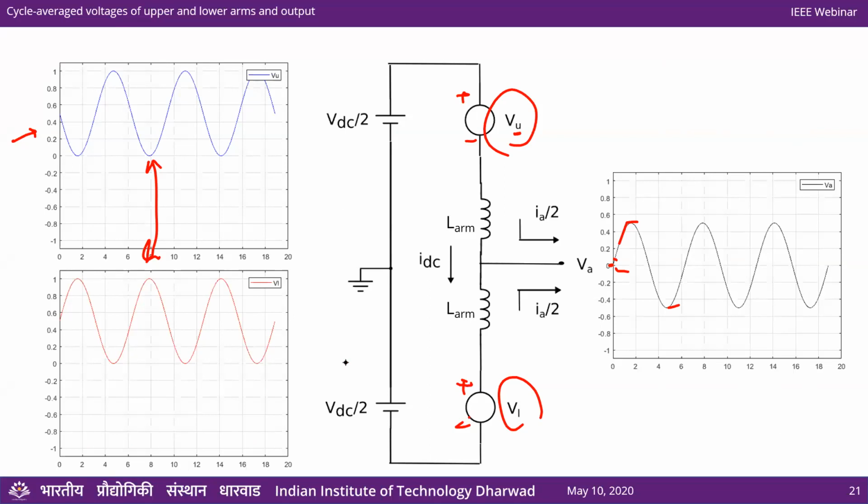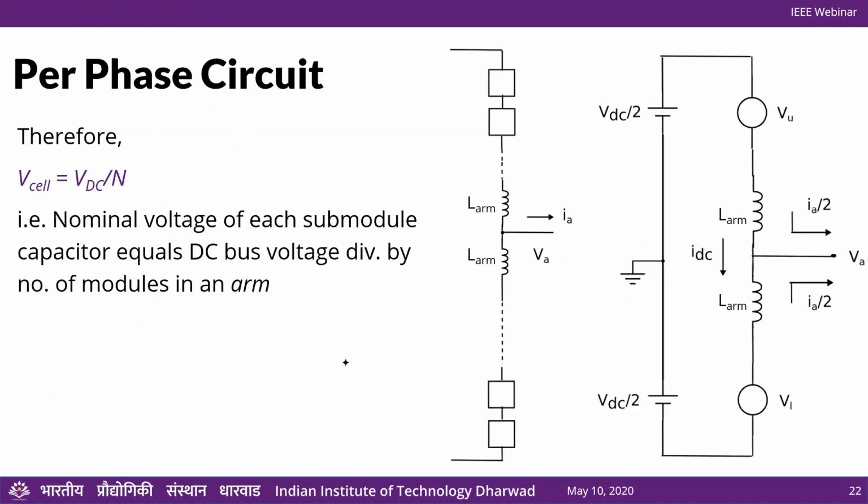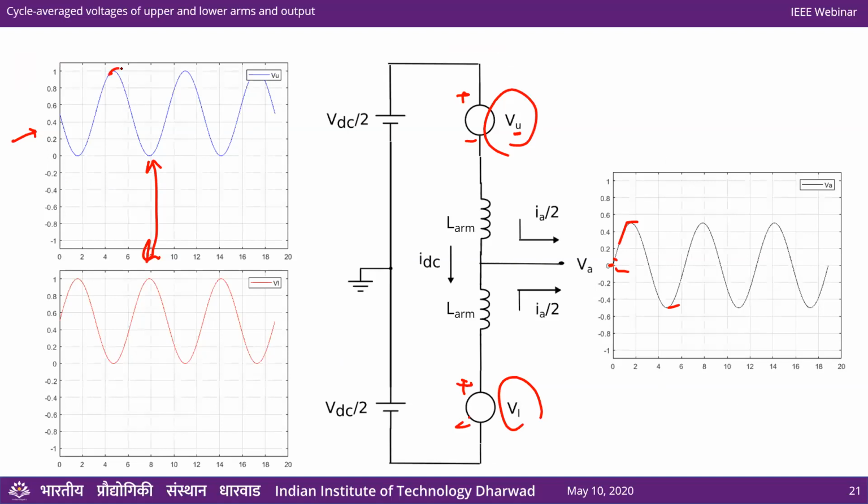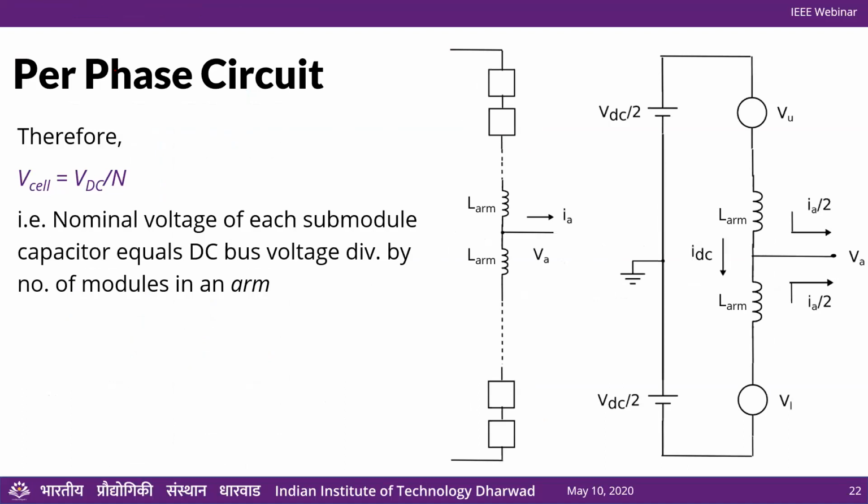modules at our command. We need to generate this VU and VL, and we have to modulate it somehow. So we'll figure out how to do that next. Then one other thing to look at is that we saw that the maximum value that this chain of modules or one arm can generate is simply n times V cell, right? So we know that we need to generate VDC as the maximum value, and if we have n cells, then each cell must have a nominal voltage equal to VDC by n straight away, right?